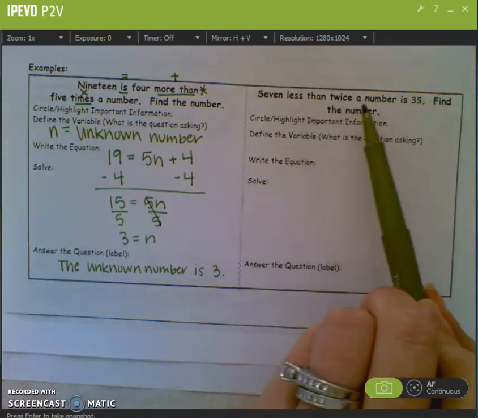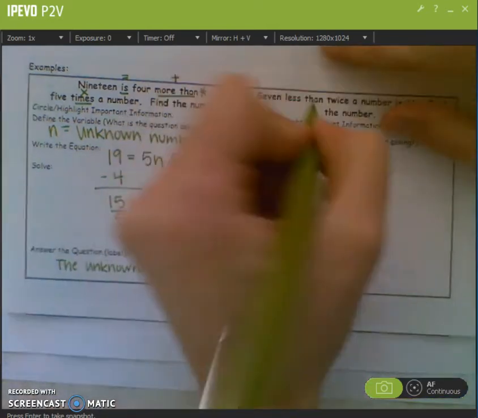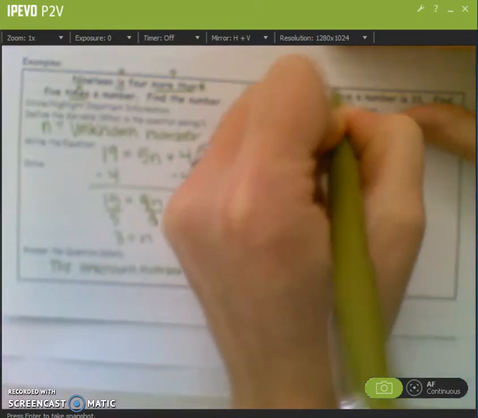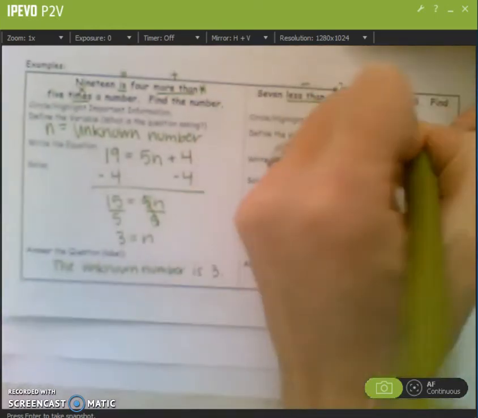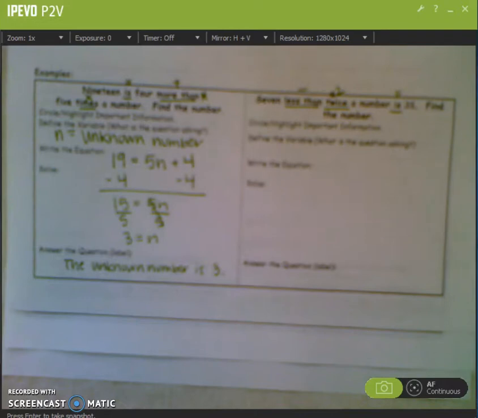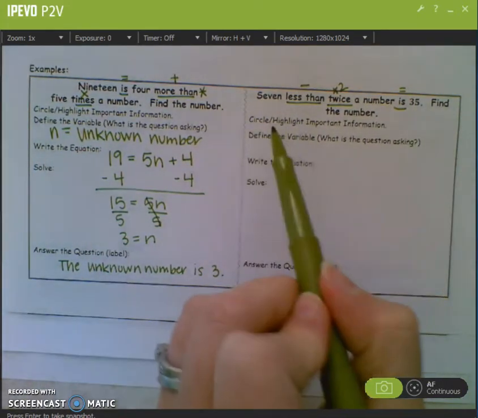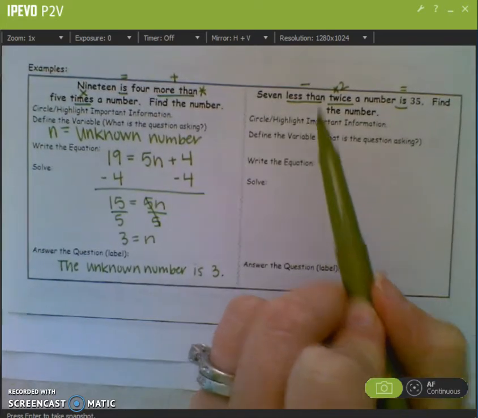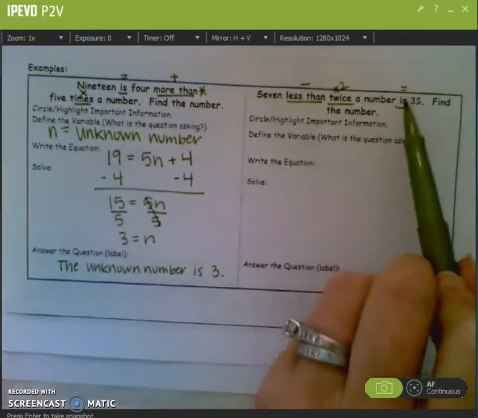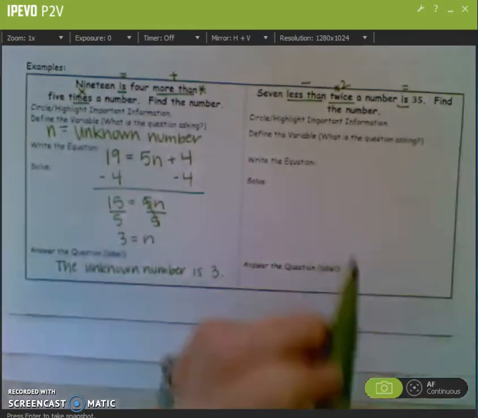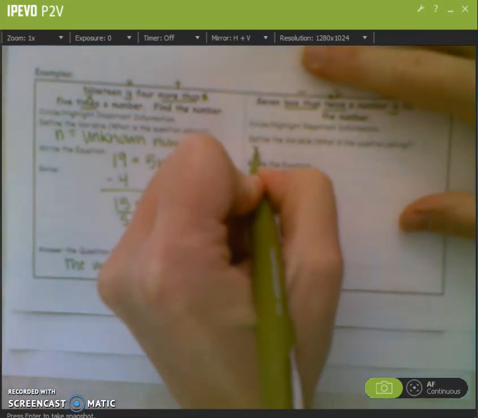7 less than twice a number. So less than means subtract, twice means times 2, is means equals 35. Find the number. So I always circle and highlight as I go. You can notice less than, times 2, equals. Define the variable. It's asking us for an unknown number. I'm going to say x this time.